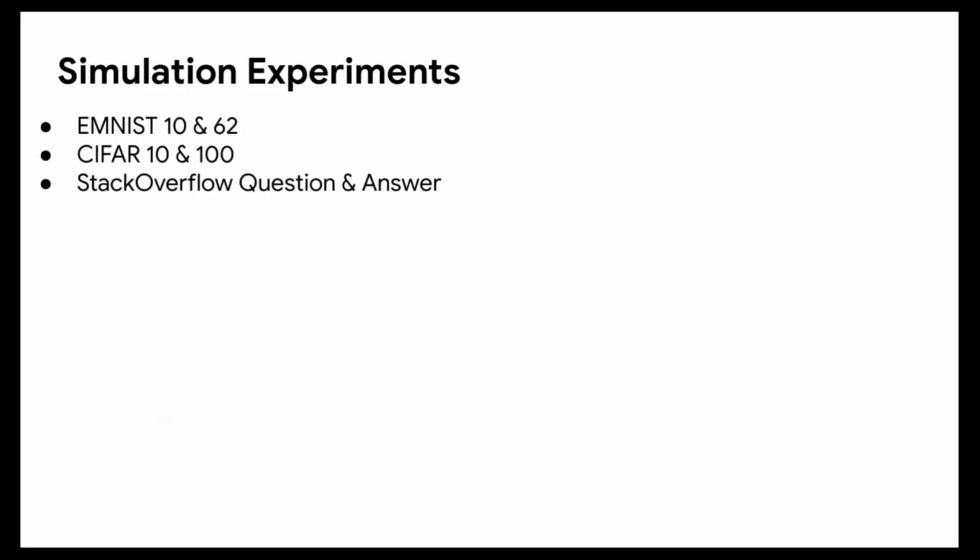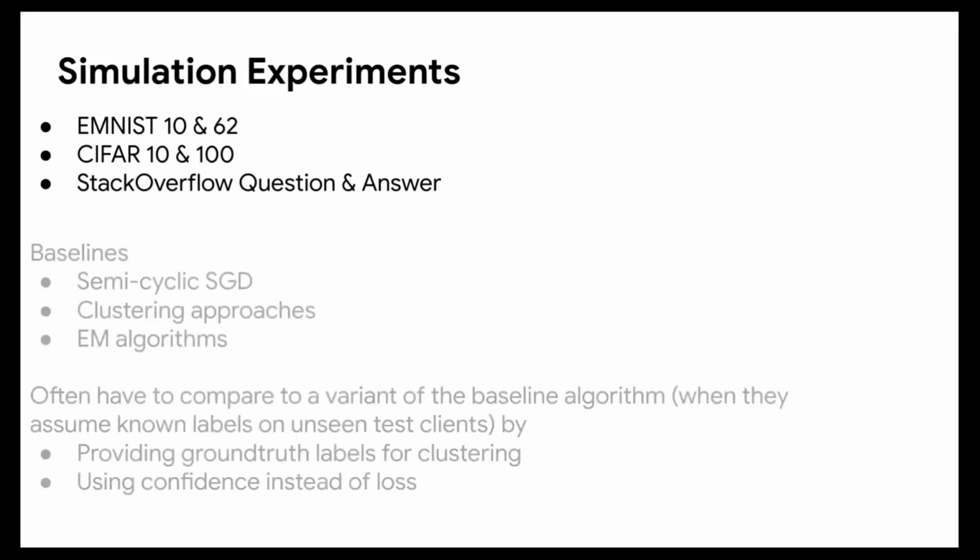For EMNIST, one mode is the 10 characters version. Another mode is the 62 characters version. For CIFAR, we switch between CIFAR 10 and CIFAR 100. For Stack Overflow, we switch between questions and answers.